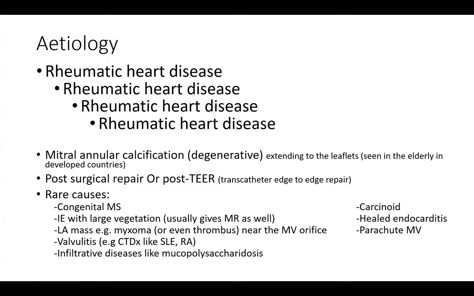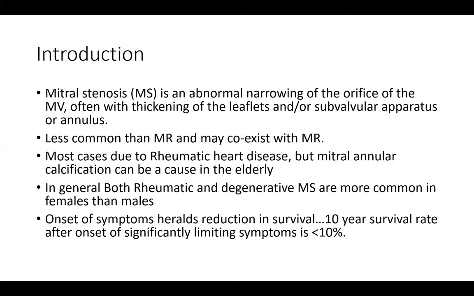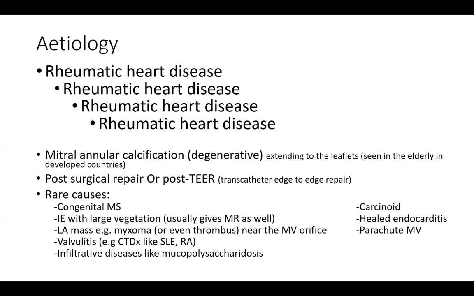So the etiology. This is not a typographical error. I wrote rheumatic heart disease four times, because 70 to 80% of the burden, or even more depending on where one is, is due to rheumatic heart disease. Then others: mitral annular calcification, which is a degenerative change. If the mitral annulus calcifies, it could extend to the leaflets, and it's seen in the elderly in developed countries, frequently even coexisting with aortic or other degenerative changes.